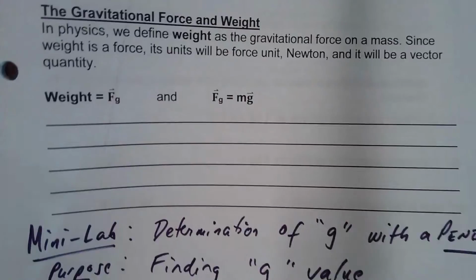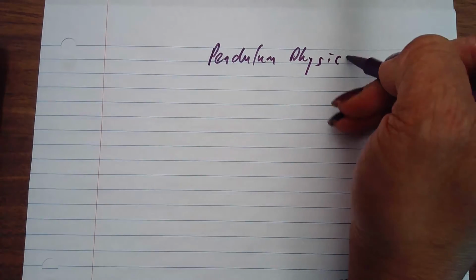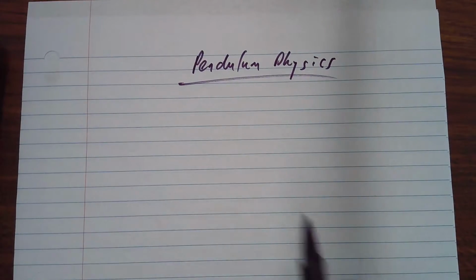Okay, so in your lab, you're going to determine the G value. But first we need to analyze what is happening in a pendulum. So here's some pendulum physics. You can write this right on your lab. So this will be your analysis now.